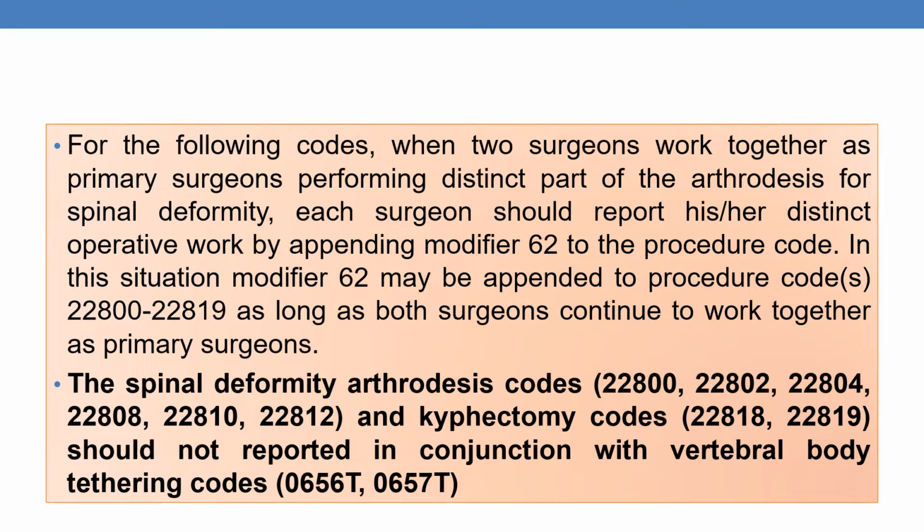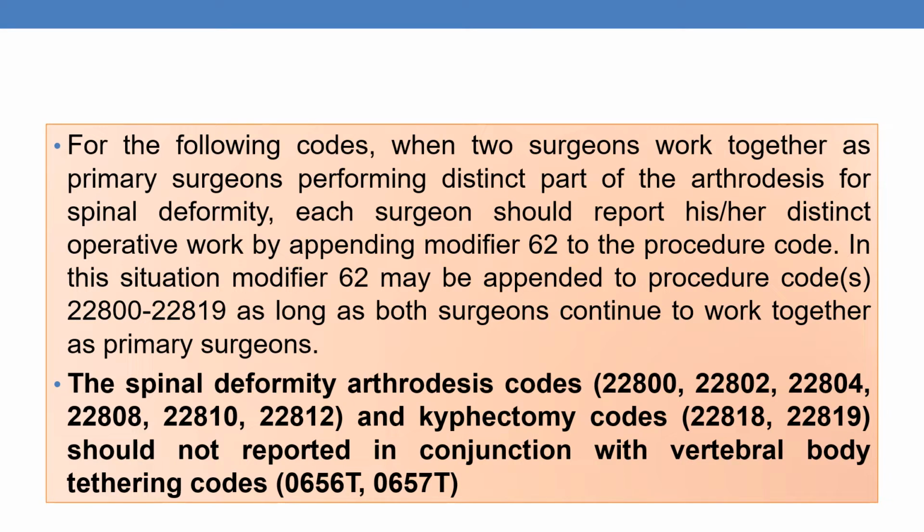And for the following codes, that is for spine deformity codes, when two surgeons work together as primary surgeons performing distinct parts of orthodesis for spinal deformity, each surgeon should report his or her distinct operative work by appending 62 modifier. In this situation, 62 modifier may be appended to procedure codes as well as the add-on codes as long as both surgeons continue to work together as primary surgeons.